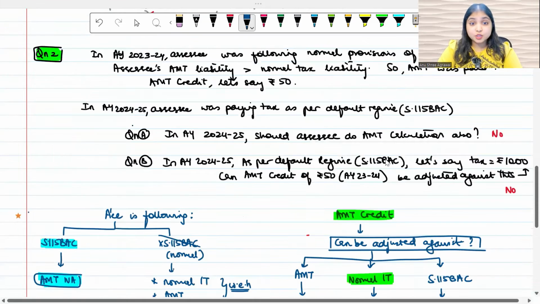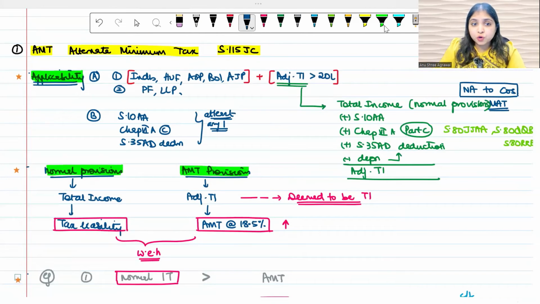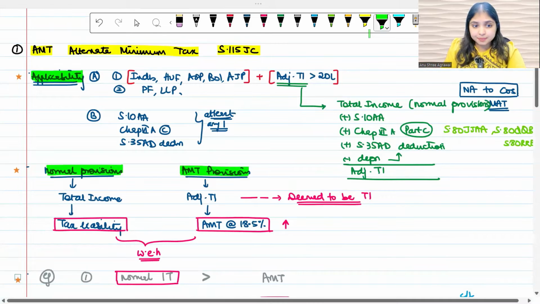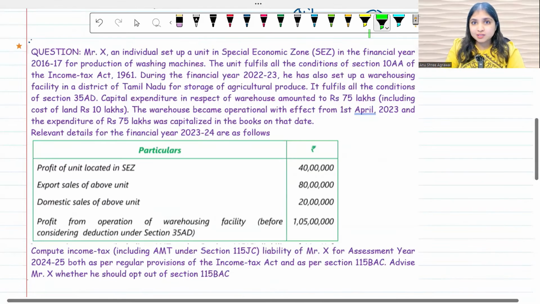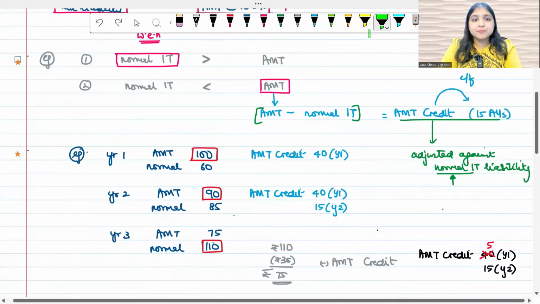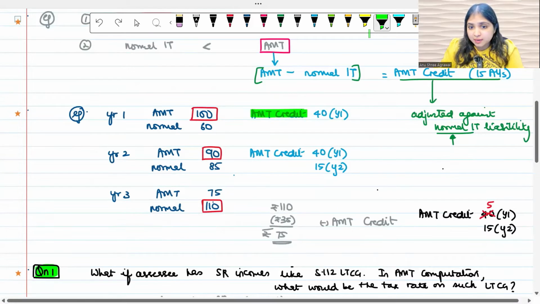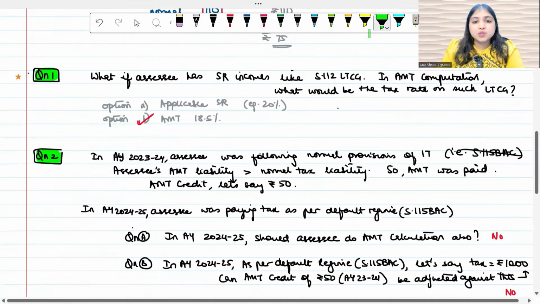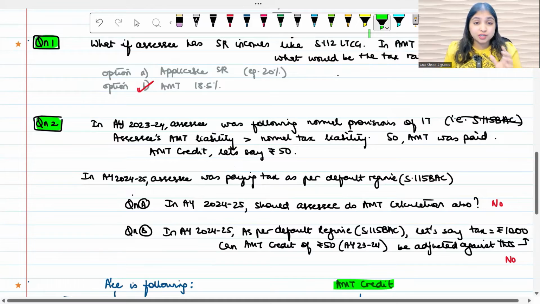So with this, guys, you've understood the whole concept of AMT. We've discussed first of all the applicability, that is, when does AMT apply. Then we spoke about what you are supposed to pay, normal income tax or AMT: you're supposed to pay whichever is higher. Then we saw AMT credit. Then we saw these two special questions. They just made you think a little more. With this, you have understood the whole concept really, really well.